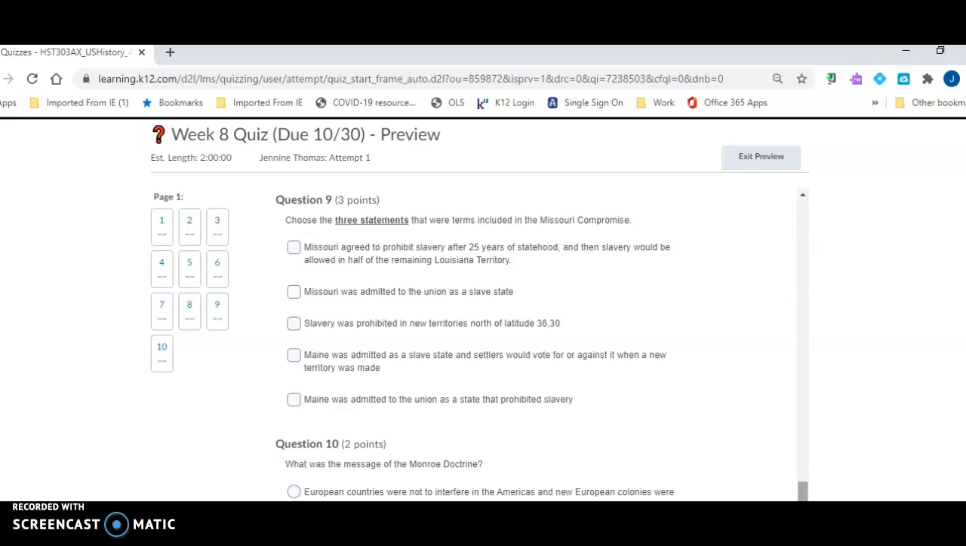Question number 9. Choose the 3 statements that were terms included in the Missouri Compromise. Missouri agreed to prohibit slavery after 25 years of statehood, and then slavery would be allowed in half of the remaining Louisiana territory. Missouri was admitted to the Union as a slave state. Slavery was prohibited in new territories north of latitude 36°30'. Maine was admitted as a slave state, and settlers would vote for or against it when a new territory was made. Or Maine was admitted to the Union as a state that prohibited slavery.